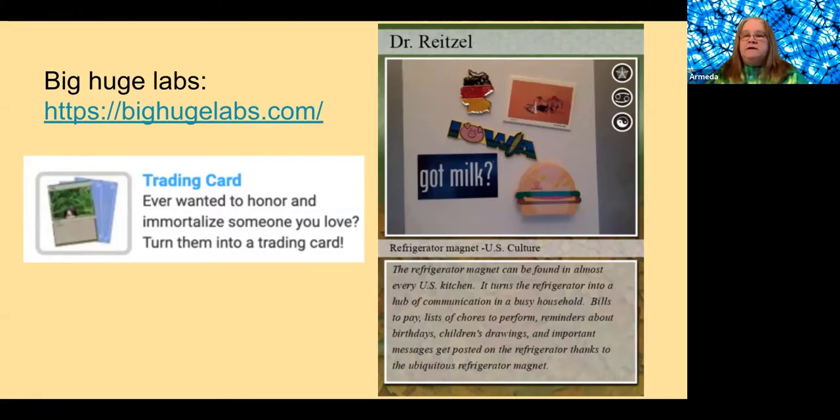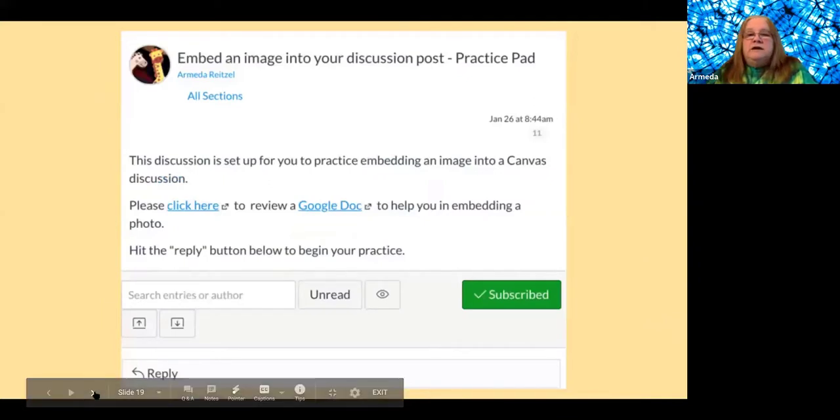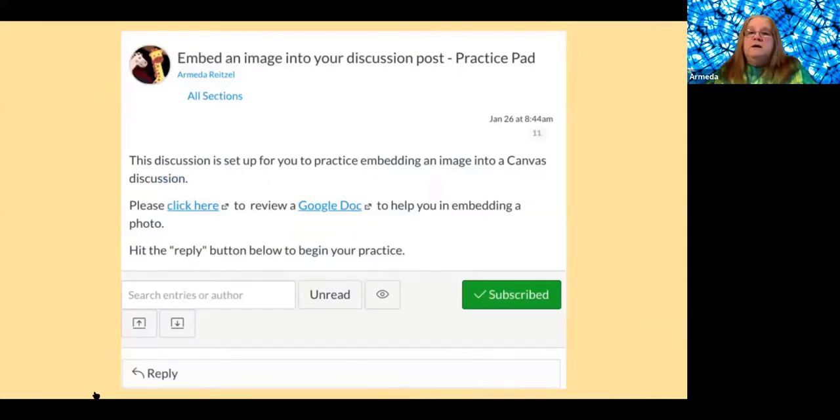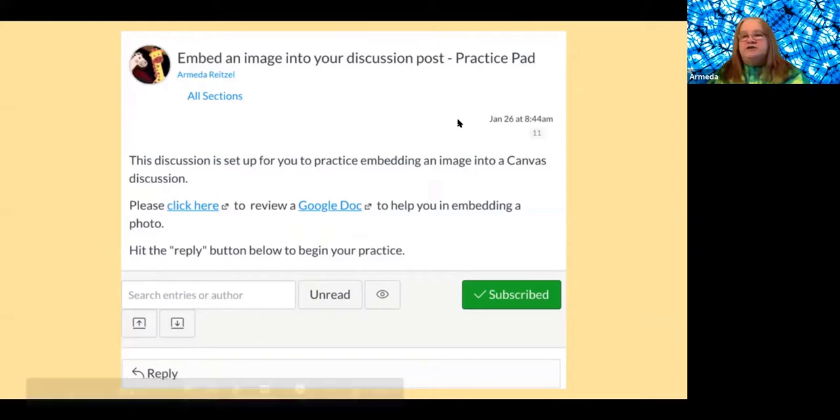It's not hard to do, but some students do have that fear of technology. If you present something they don't know how to do right off the bat, they kind of freeze up. Am I right about that? So I decided not to use this. However, what I did, and I encourage you to consider doing this as well, is develop a discussion in Canvas where students can practice. I call it a practice pad. This is a discussion with no points attached, so it's not graded, but students can get in and practice embedding a picture, so they're comfortable when they actually have to do it for a graded discussion post.